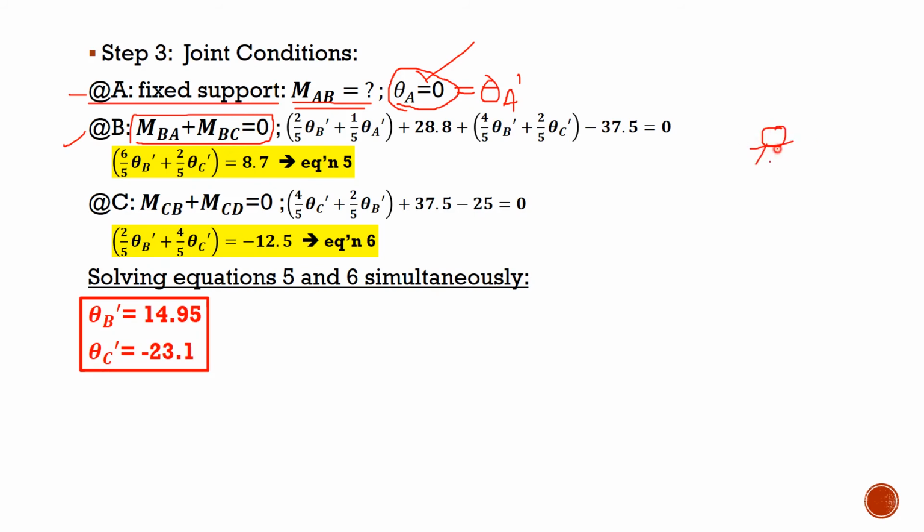So at joint B, you have that moment there, left and right. This is moment BA, and this right side is moment BC. Okay, so what we said earlier, guys, is that the sum of the moments is equal to 0.